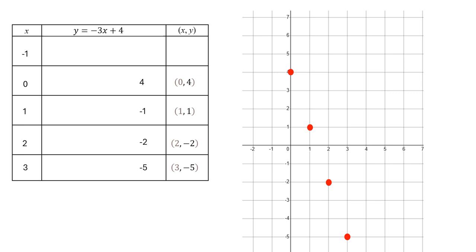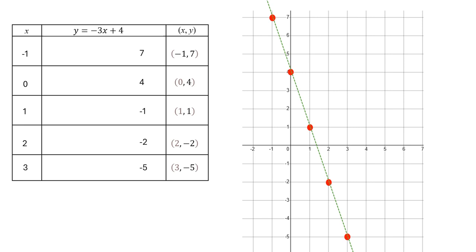Let's go back up to the top of our table where we have -1 for x. Plug that into our equation. Gives us an answer of 7 for y. So our coordinate pair is -1, 7, which we will plot onto our graph. Now we could draw a line through each of those points. Makes for a nice steady slope.